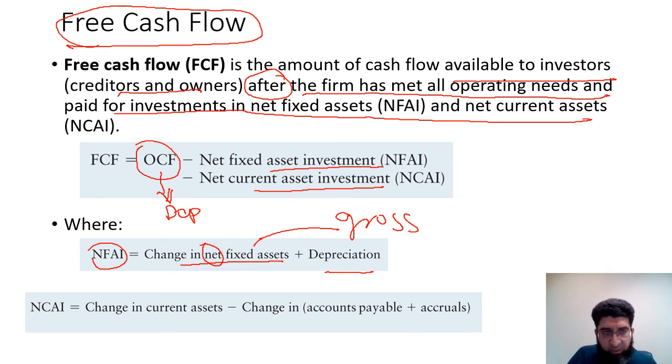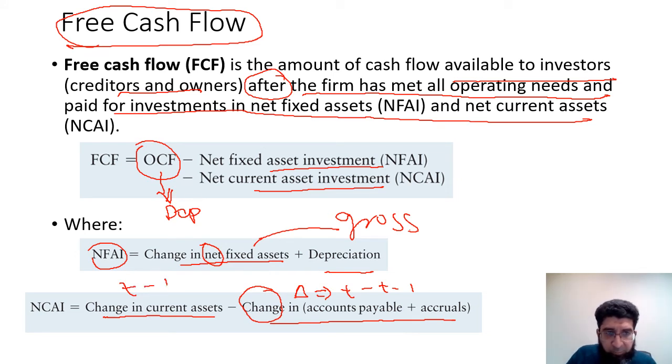And in net current asset investment, we will see the changes in current assets, which means cash and marketable securities and accounts receivable, etc., minus the change in accounts payable plus accruals. So this is a change. Change means it's a year-to-year change, something like t minus 1, which means the change from the last time period.